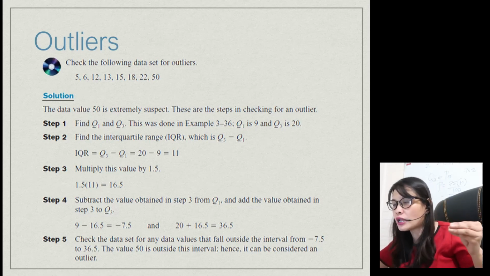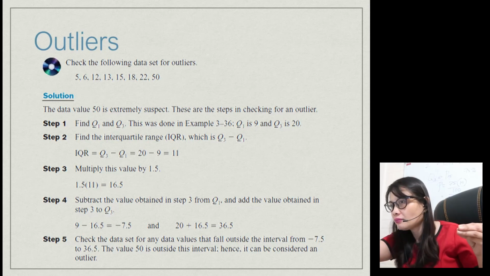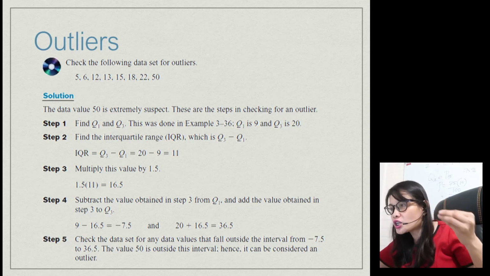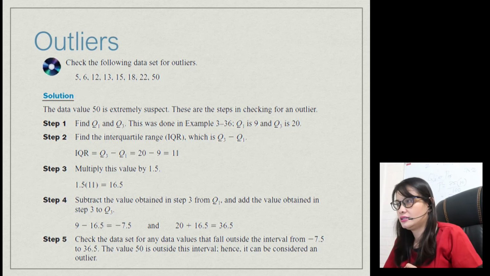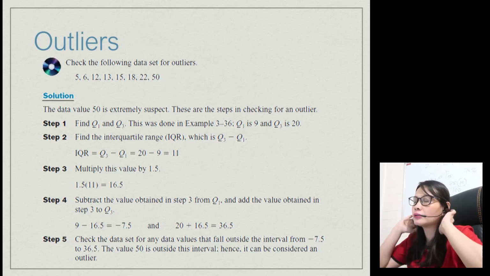Again, what is your outlier in the given? 50. Now the question is, the extremely high data is 50. Is it an outlier or not? Okay, outlier. Why is it? Bakit outlier?